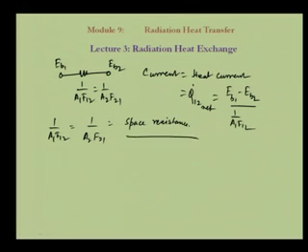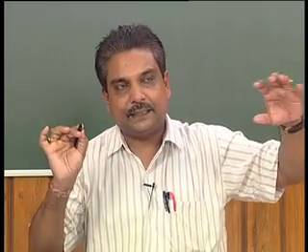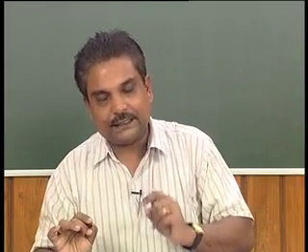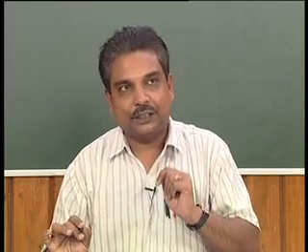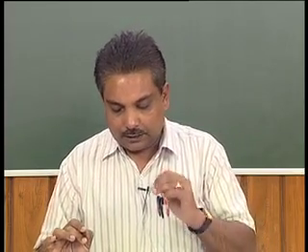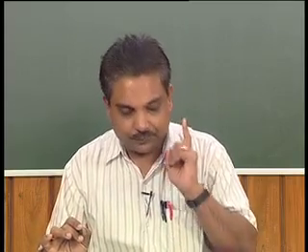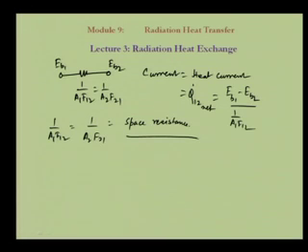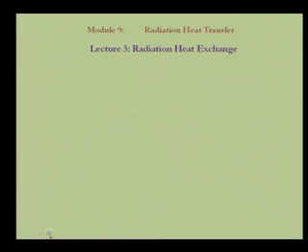Because we understand that it is how surface 2 is located with respect to surface 1. So, it is the spatial arrangement that is important in this resistance, because of this view factor is important. Therefore, this is called a space resistance. So, the resistance with the view factor is the space resistance between two bodies.